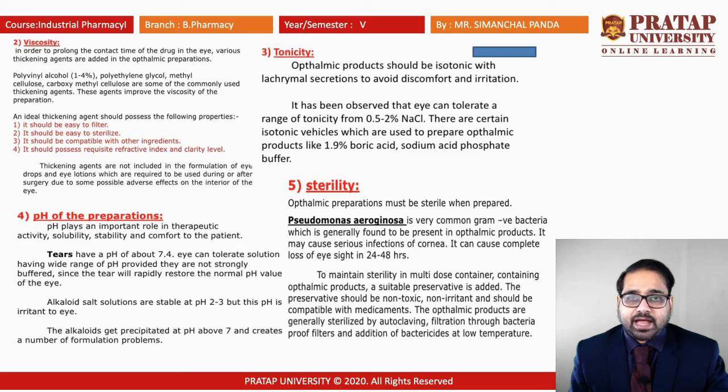The eye must maintain its own isotonic preparation. Tonicity comes from the word isotonic, where iso means equal, and tonicity is the osmotic pressure. So iso-osmotic pressure has to be maintained. Generally, 0.9% sodium chloride solution has the equivalent osmotic pressure to our ophthalmic eye. So we have to maintain the concentration and we have to maintain the tonicity.